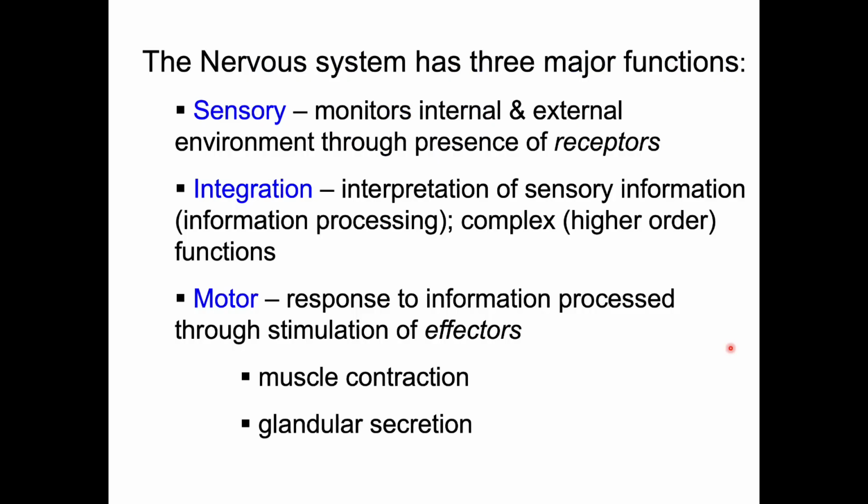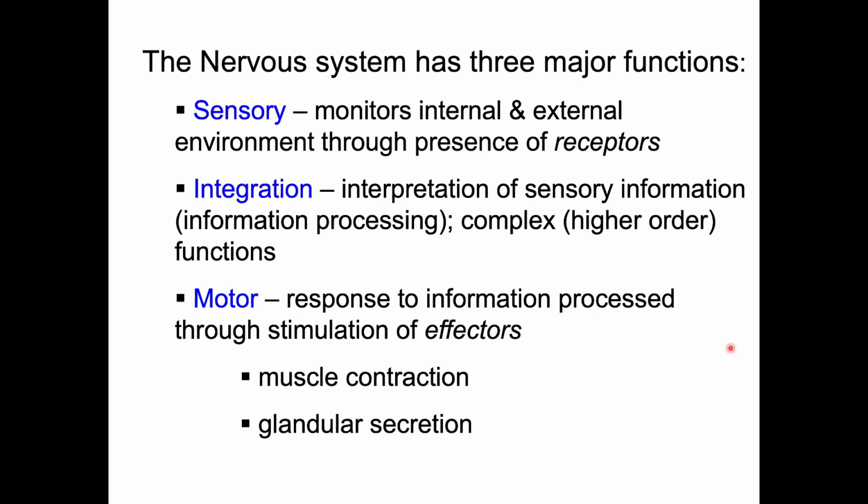The nervous system is made up of three regions: a sensory region, an integration center, and a motor response output. The sensory region is basically what it says. It senses changes inside and outside of your body. And it does this through receptors. As you know, you have receptors that sense external changes as well as internal changes.